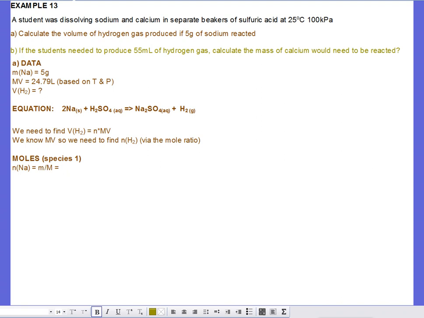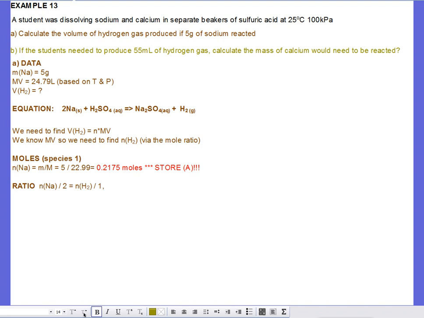Number of moles equals mass over molar mass, which in this case will be 5 divided by 22.99, because that's the molar mass of sodium. I'm going to get this number here, 0.2175 moles. Now I'm going to store that in my calculator memory. I'd like you to do that as well because you need to start practicing using the memories in your calculator. So I'll store that as A in my memory. The next thing is to use the ratio.